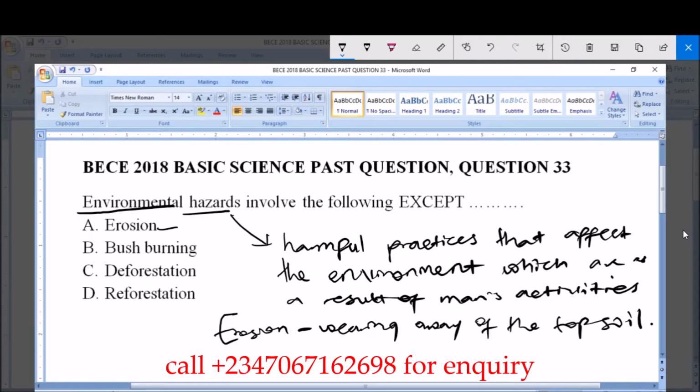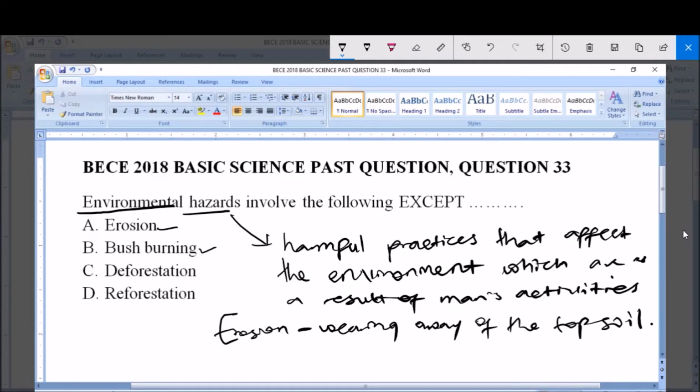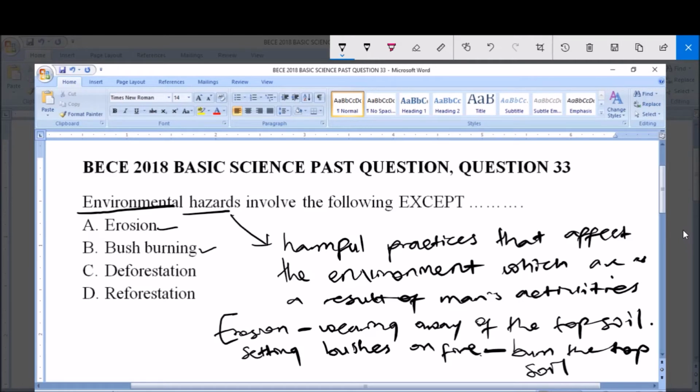Now B says bush burning. Bush burning is also an environmental hazard, and this simply means setting bushes on fire. Now, how is this harmful to the environment? When we set bushes on fire, in the process of burning these bushes, we burn the topsoil, and so the nutrients in this topsoil are depleted. And once these nutrients are depleted, it affects the production of plants. So bush burning is an environmental hazard.